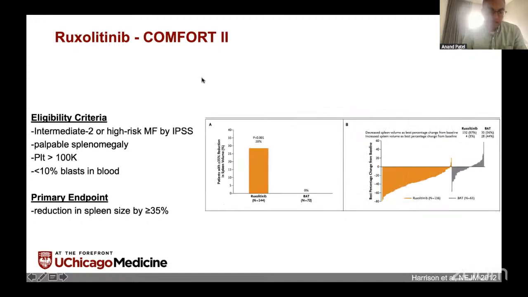Now, COMFORT-2, a very similar study, with the main difference being that patients could receive what's called best available therapy. So any therapy that their physician felt like they would benefit from if they were not on the ruxolitinib arm. Still a positive study. About a third of patients on the ruxolitinib arm achieved the reduction in spleen size, and no one in the best available therapy arm achieved a reduction in spleen size. I should say a 35% reduction in spleen size.